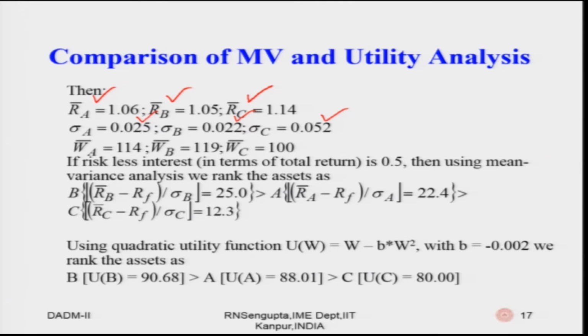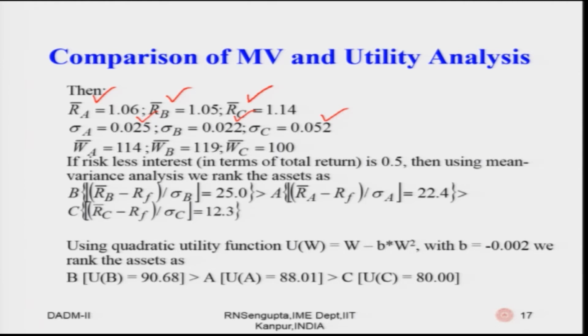Now, I consider the average wealth to be given, which is 104, and the wealth given as 114, 119 and 100. Based on that, we use the concept that if the risk free interest rate is given as 0.5, then using the mean variance ranking system, I will rank them such that the values are greater than 0.5. So, I find out these values.